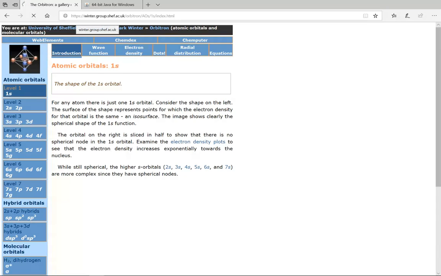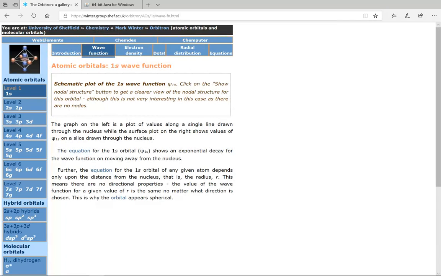So here's the wave function. Oh. Here's the wave function. Why didn't it work? So that wave function is just pretty boring, right?